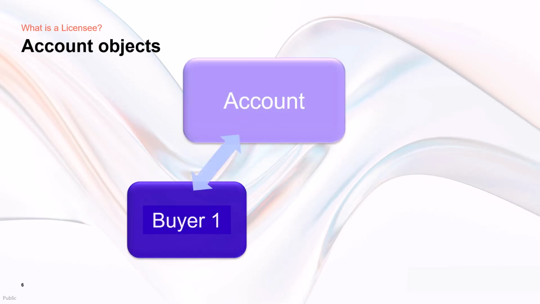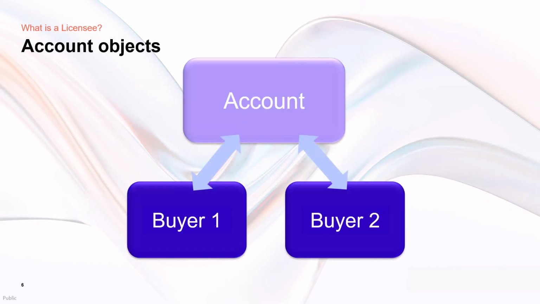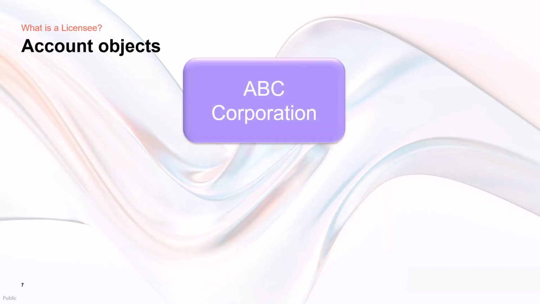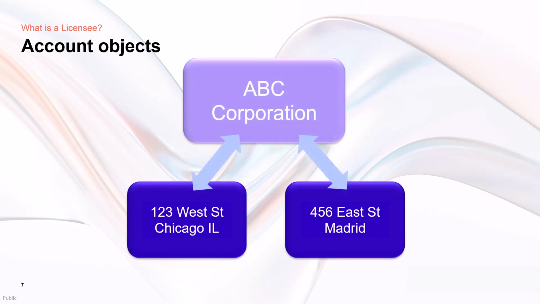The next object is a buyer object. The account can have one or multiple buyers, and each corresponds to a unique invoicing location. In our example, ABC Corporation has two buying locations where they plan to receive invoices, one in Chicago and one in Madrid. Each of these locations will need to be set up as a unique buyer.